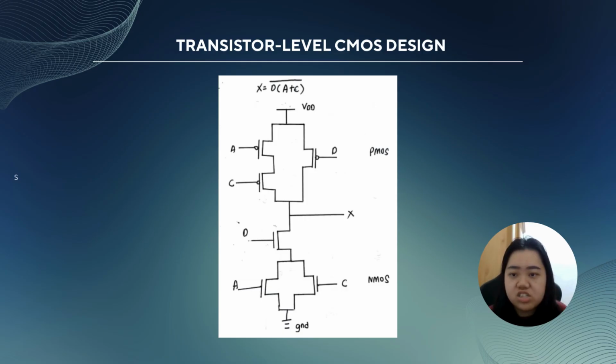So this is the transistor level CMOS design. First, we draw the NMOS. The A plus C means A and C are drawn in parallel, and D times A plus C means the NMOS D is in series. And then we draw the PMOS, which is opposite to the NMOS design.